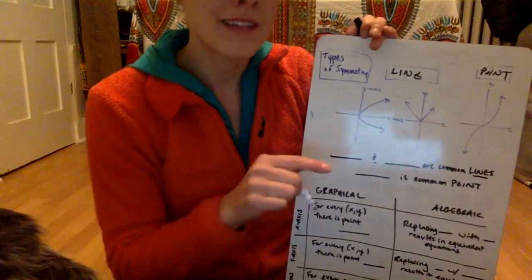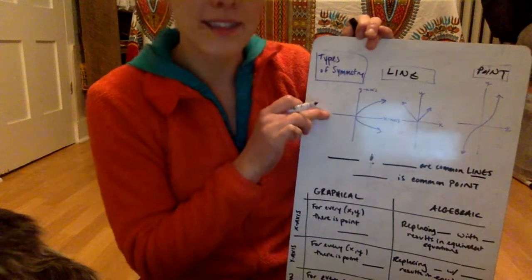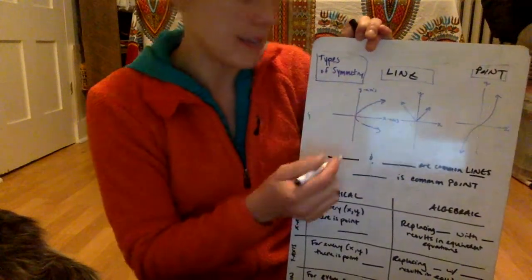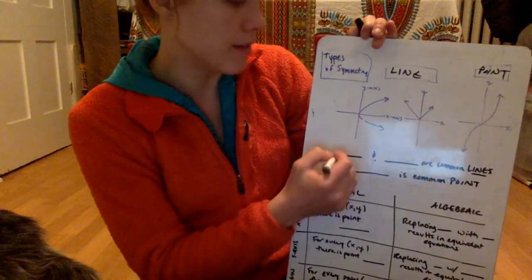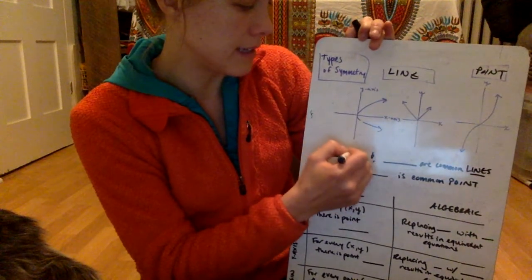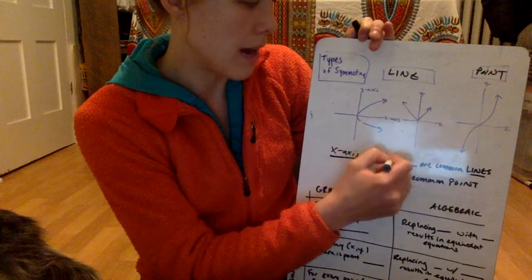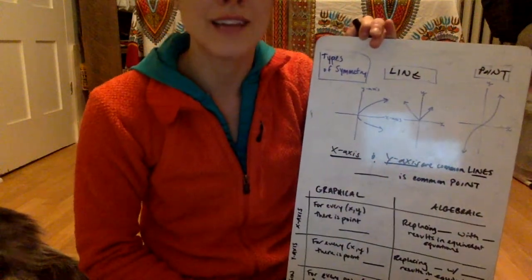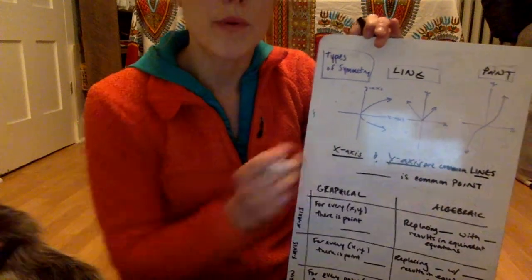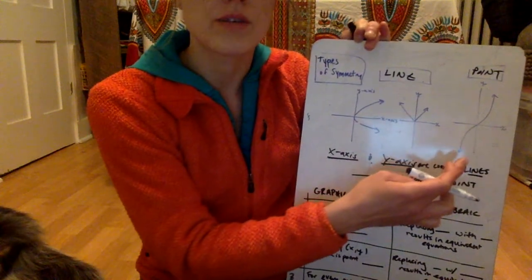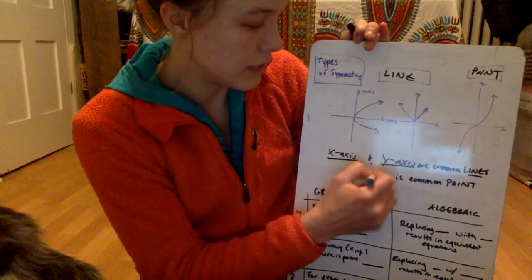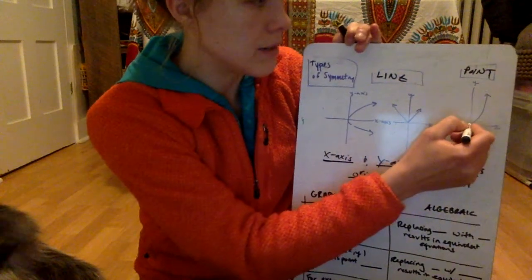And so line symmetry uses the x-axis, so this is our x-axis here, and our y-axis as common lines of symmetry. So this is our x-axis, this is our y-axis, as common lines of symmetry. Point symmetry, however, uses the origin as a common point. So the origin, remember, is this point at 0, 0.